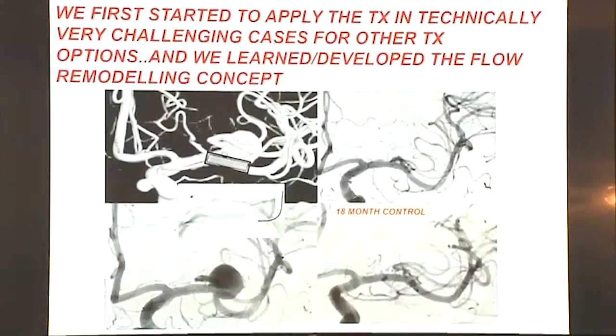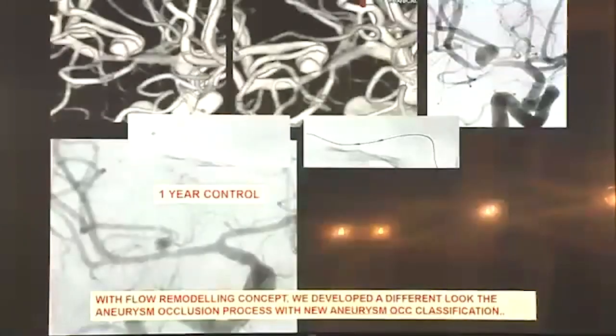We first started to apply this treatment in technically challenging cases. It is possible to treat this aneurysm with other things, but it is tricky because this vessel comes off with a difficult angle. But because we have a flow diverter at hand, it makes it a very straightforward, very simple, very effective treatment. This one is pipeline. Not exclusively, but our experience started with pipeline.